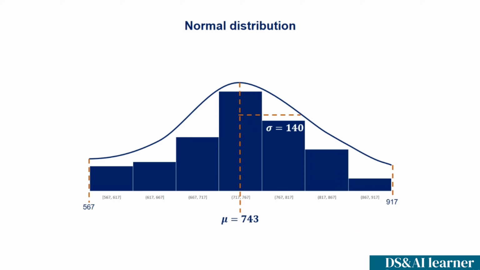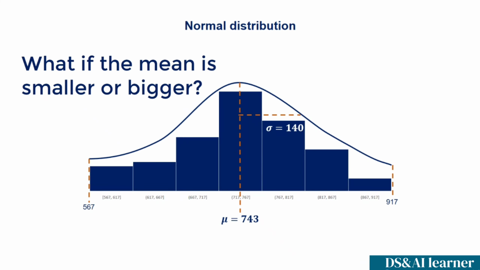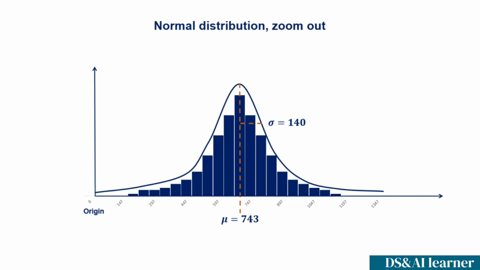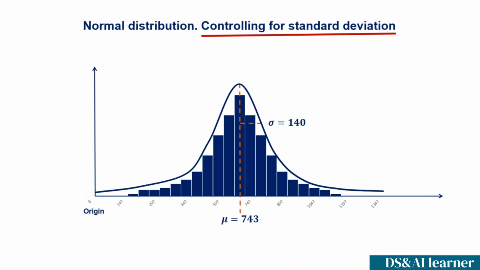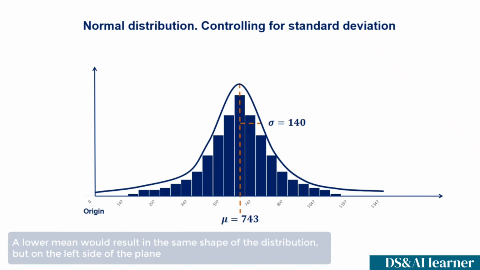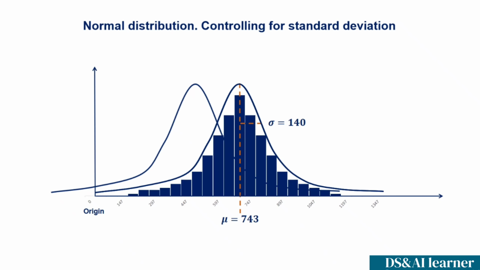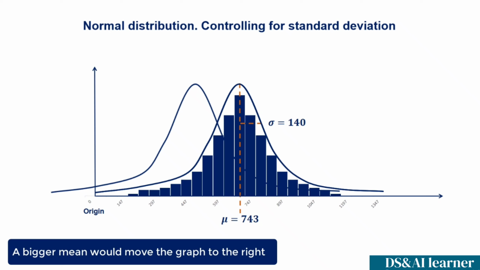Okay, great. But what if the mean is smaller or bigger? Let's first zoom out a bit by adding the origin of the graph. The origin is the 0 point. Adding it to any graph gives perspective. Keeping the standard deviation fixed, or in statistical jargon, controlling for the standard deviation, a lower mean would result in the same shape of the distribution, but on the left side of the plane. In the same way, a bigger mean would move the graph to the right.